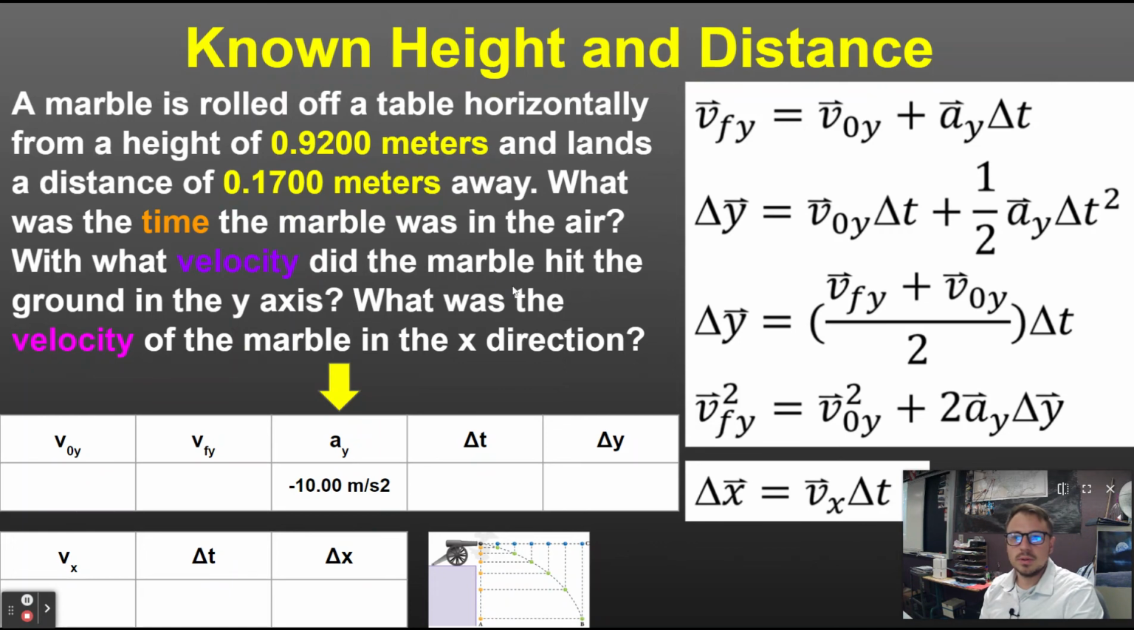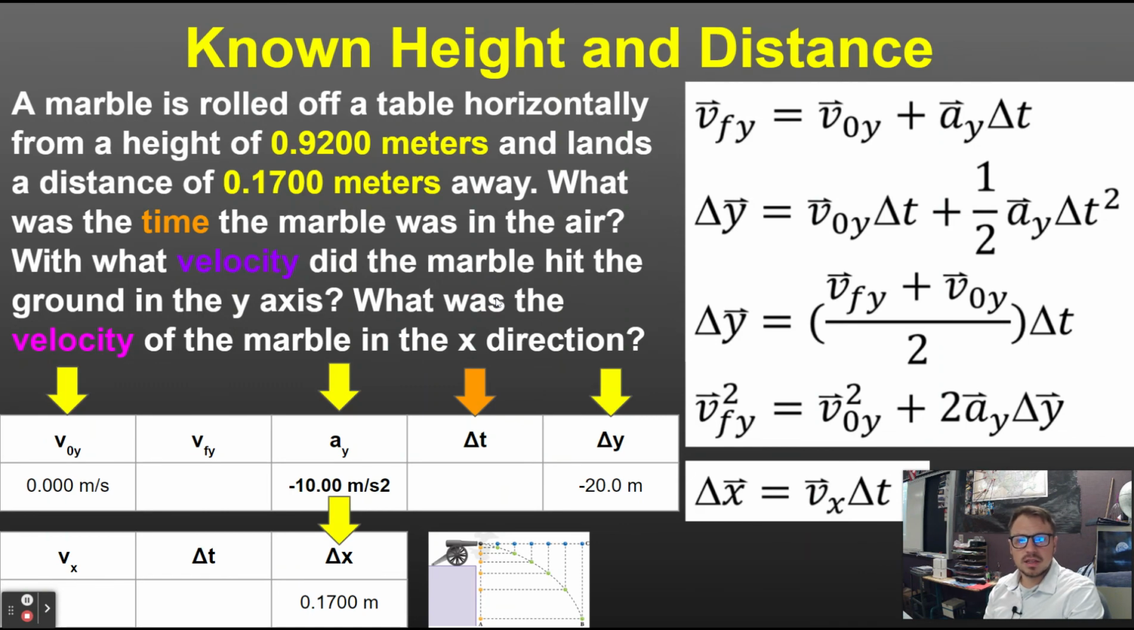A marble is rolled off the table horizontally from a height of 0.9200 meters and lands a distance of 0.1700 meters away. What was the time the marble was in the air? With what velocity did the marble hit the ground on the y-axis? And what was the velocity of the marble in the x direction? So we're solving the time it was in the air.